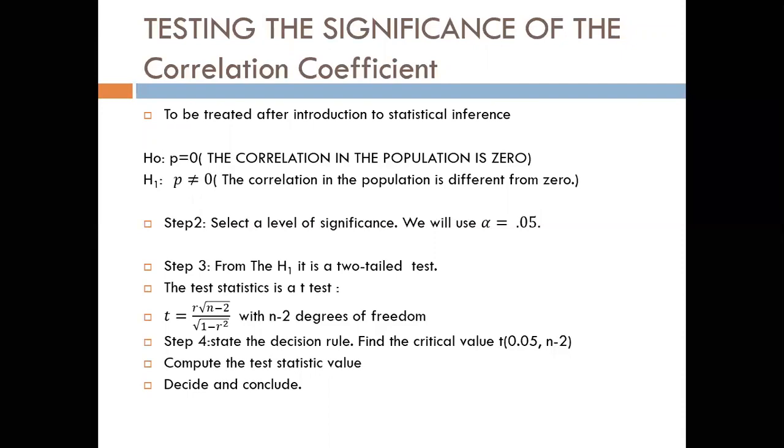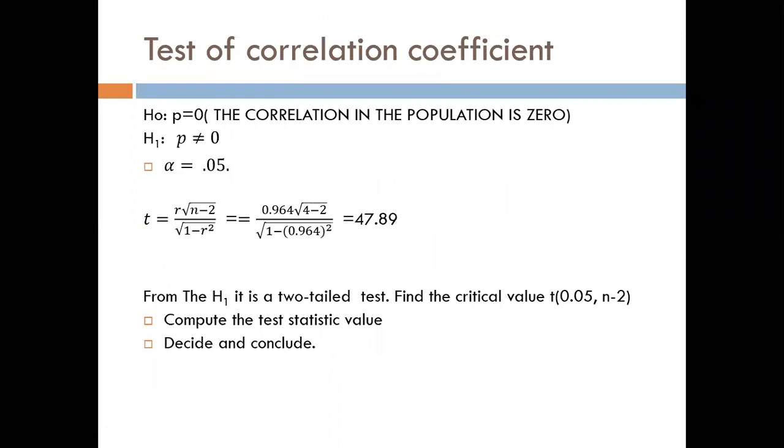In relation to the example we've just looked at, this will be the computation. You have your null hypothesis, you have your alpha value, you have your T statistic. So you fix in your 0.964 times the square root of 4 minus 2, because N was 4, divided by the square root of 1 minus R squared, which should give us 47.86. Then we read what the critical value is.